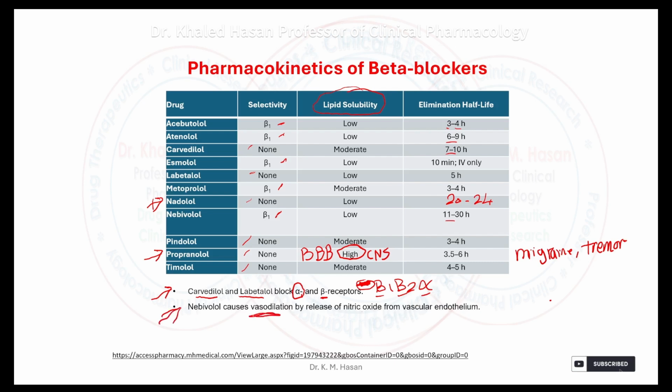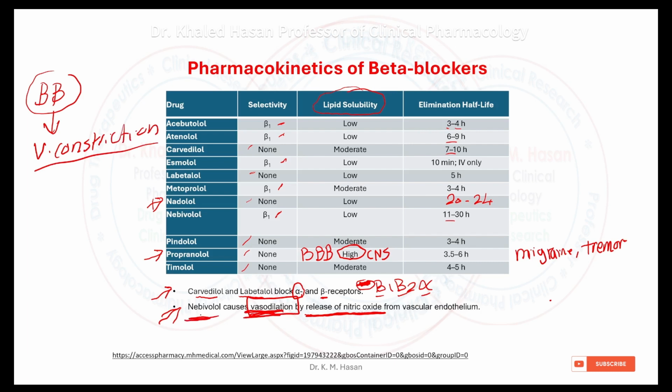Nebivolol causes vasodilation. This is in contrast with the rest of the beta blockers. Nebivolol causes vasodilation through the release of nitric oxide from the vascular endothelium. If you remember, we discussed that in the previous slide and on the whiteboard. We said that beta blockers cause vasoconstriction in general. So which of the following beta blockers causes vasodilation? The answer will be nebivolol because of the release of nitric oxide.